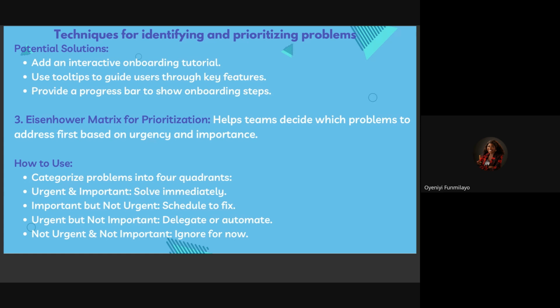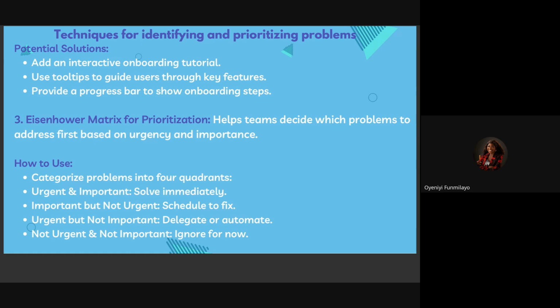Good. And then the next one is the Eisenhower matrix for prioritization. I've not actually used this before, but a friend of mine has, and this is what she likes to use. What this one does is it helps you decide which problems to address first based on urgency and importance, right? Based on urgency and importance.